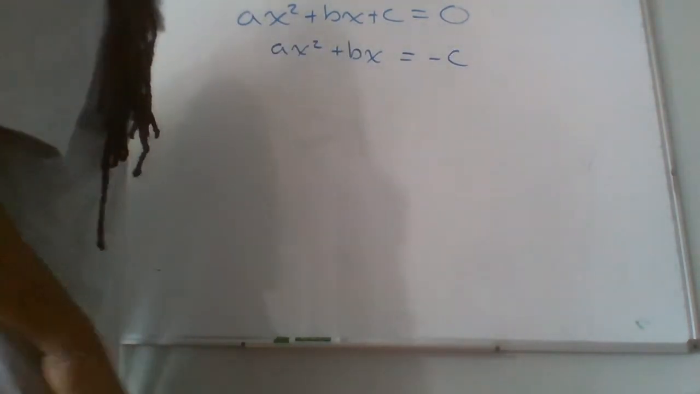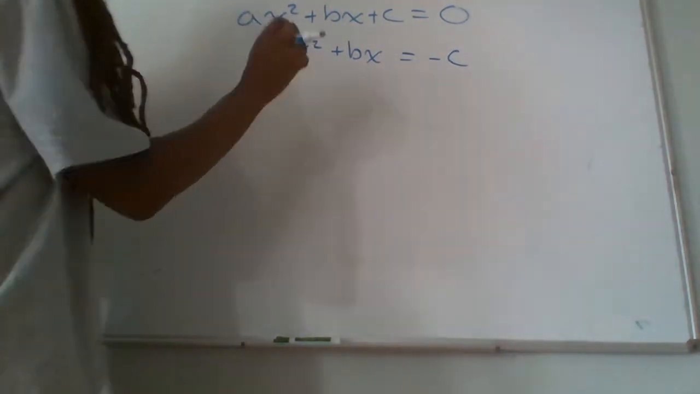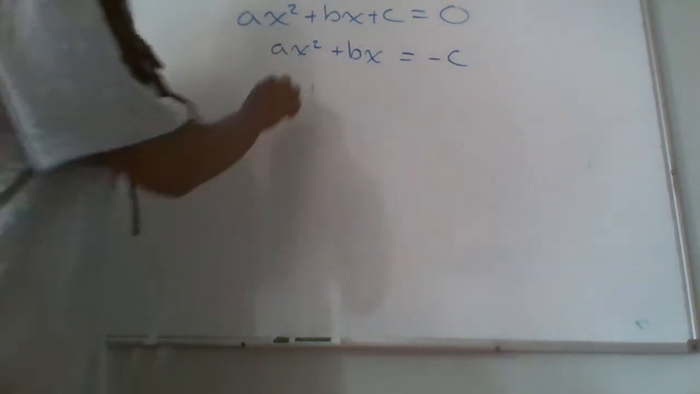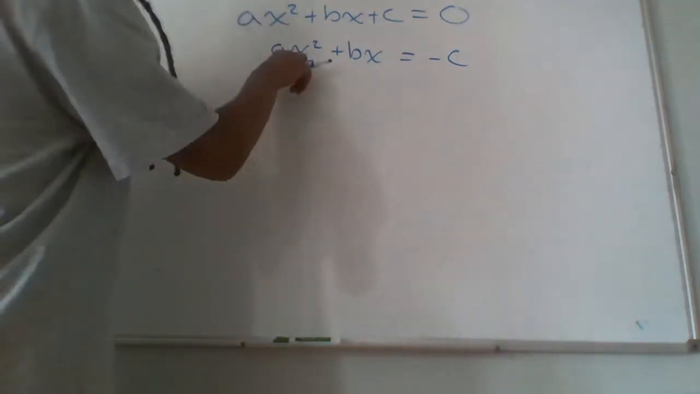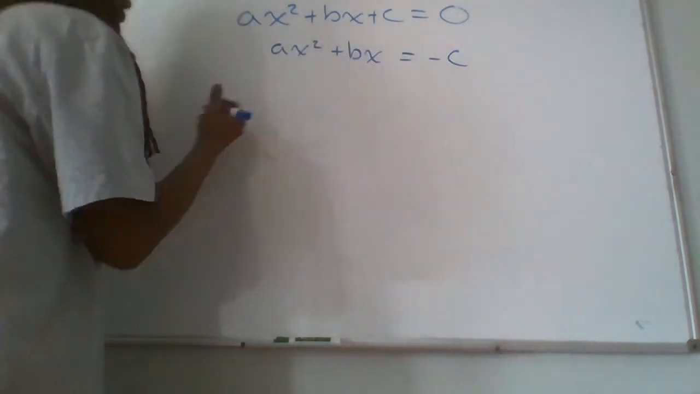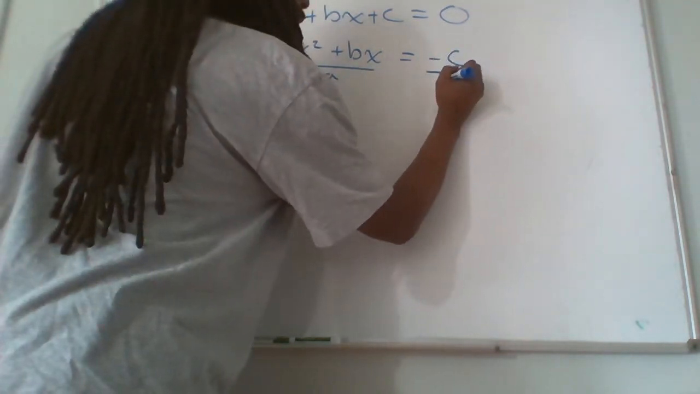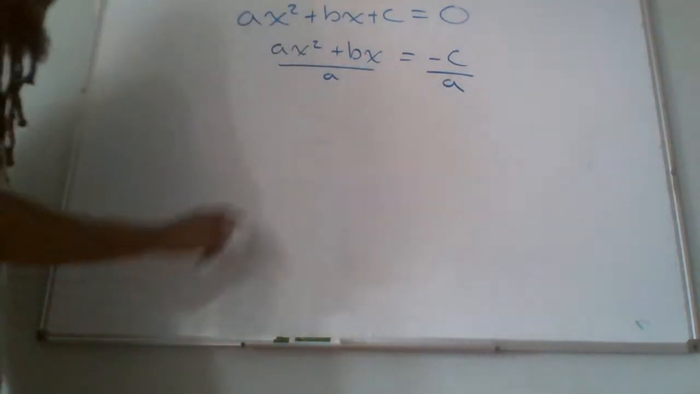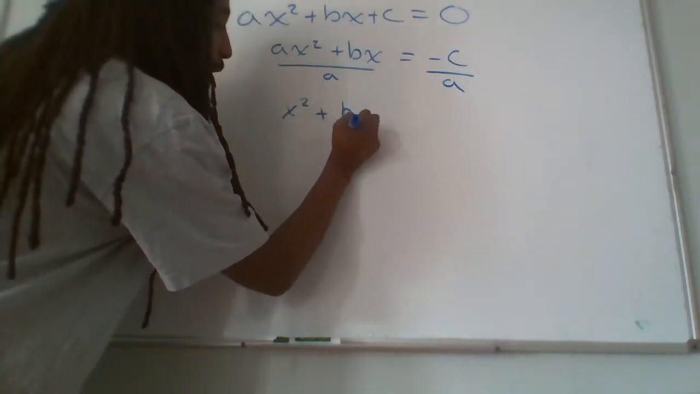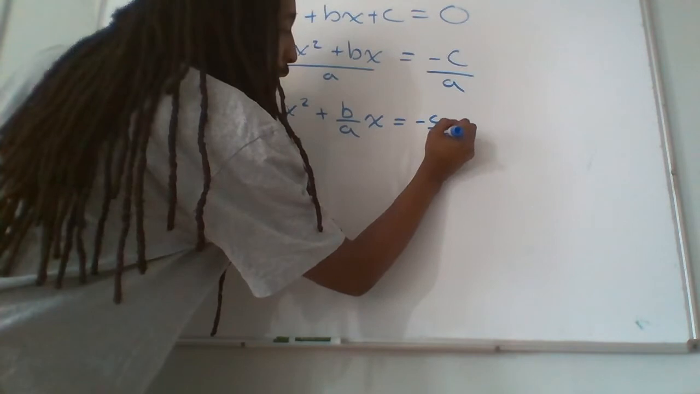Now, our next step, we want to get rid of the coefficient of our highest powered term so we can solve by completing the square. So let's divide the whole equation by a, both sides. We'll divide everything in this equation by a. Now, a over a is 1, so we get x squared plus b over a x is equal to negative c over a.